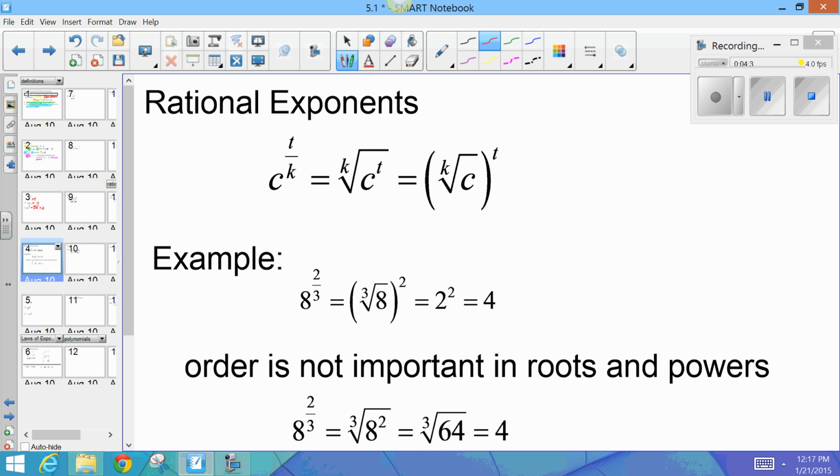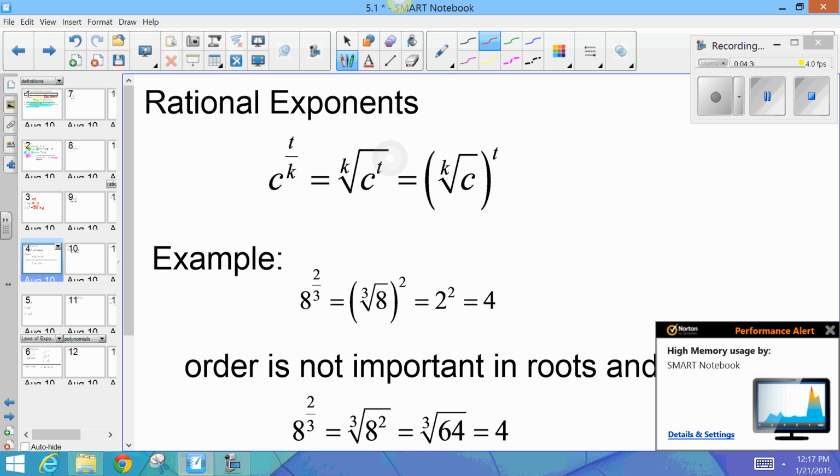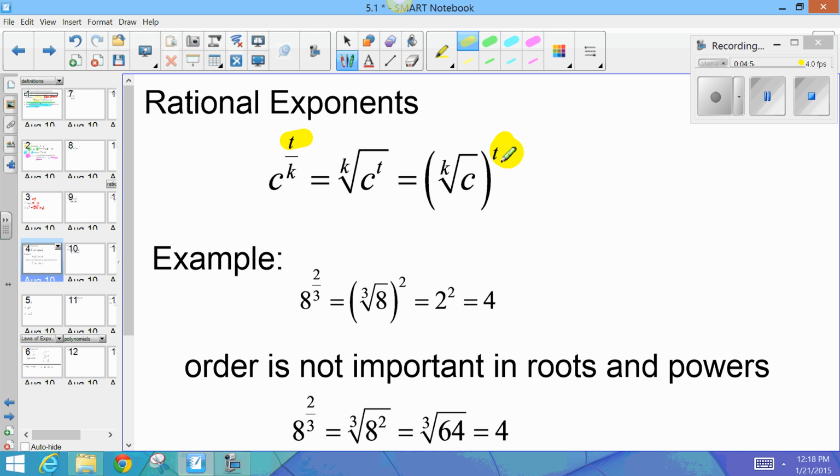All right, now here I've got both a numerator and a denominator in the exponent, all right? So, okay, here's what I want you to know. The numerator of that exponent is going to be the power, and the denominator of that exponent is going to be the root. Okay, so here we've got the example.